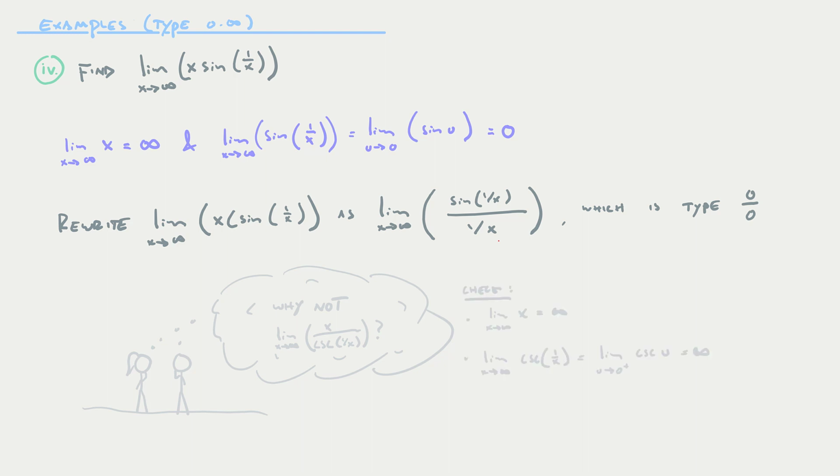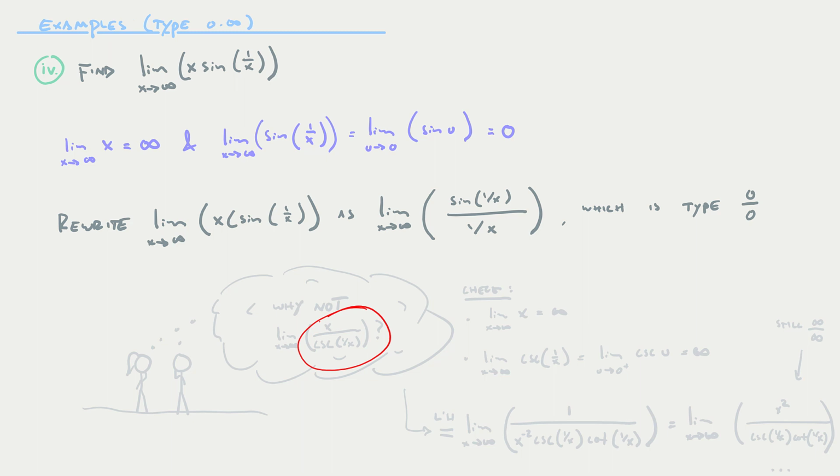If you're going to go this direction, you do need to make sure that the limit of x, which is infinity, is fine. You need to make sure that the limit as x approaches infinity of the cosecant of 1 over x also approaches infinity, which it does. There's a vertical asymptote at that point in the graph. But if you use L'Hopital's rule on this thing, then you get something that's even more complex than what you started with.